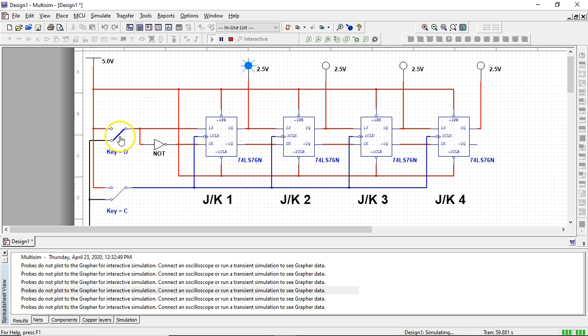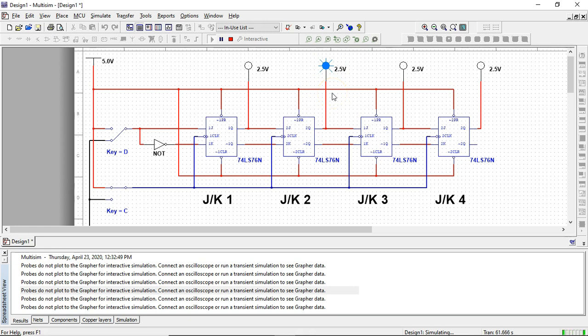Now my data is open. I'm going to toggle this clock again. Notice what happened. My data was 0 going into J on the first flip-flop, so my output becomes 0. However, it was a 1 when I toggled that clock. So this flip-flop is now saying, oh, J was 1, so Q must be 1. Q is 1 here on this second blue probe.